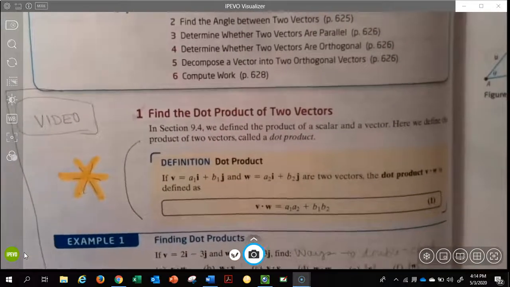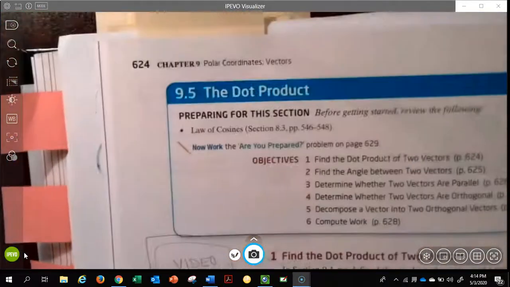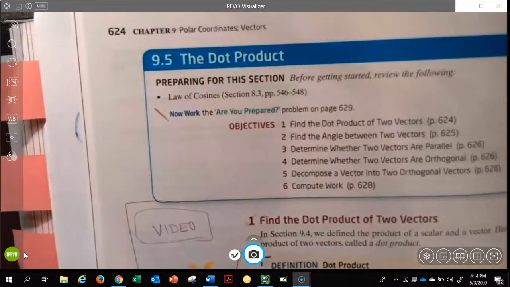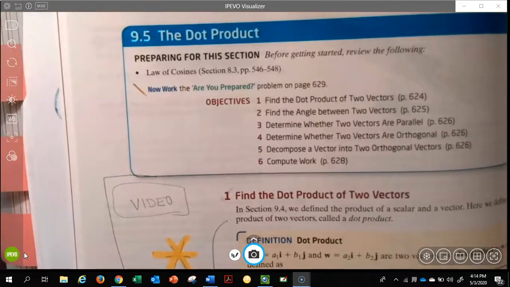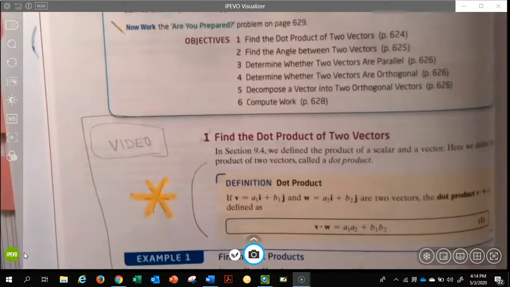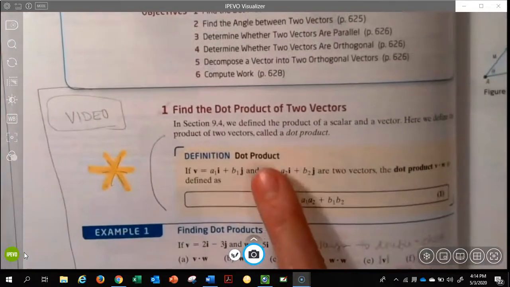So I'm running on over to page 624. And on 624, I am looking at the dot product for 9.5. So, we've made it to 9.5. I went very quickly through 9.4. And before you actually start 9.5, I'd like you to go ahead and put a couple of formulas on your formula card. In other words, I would like for you to put one that is called the dot product.